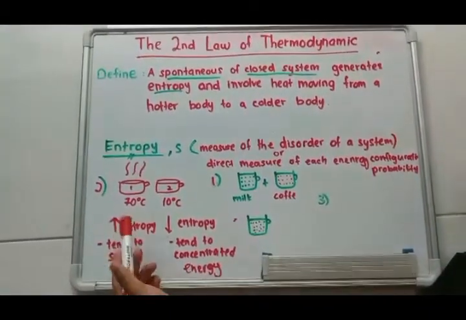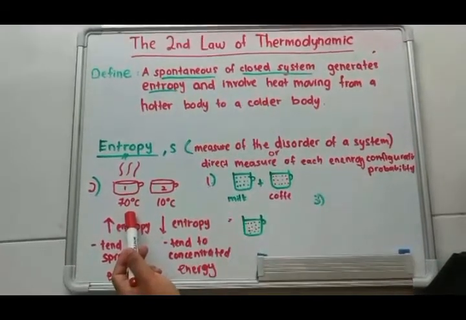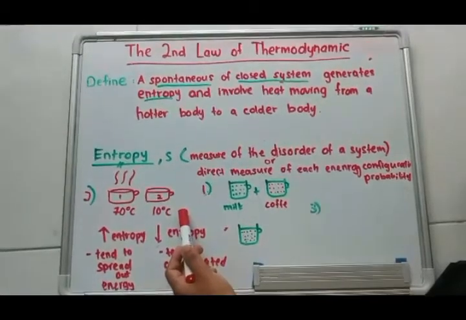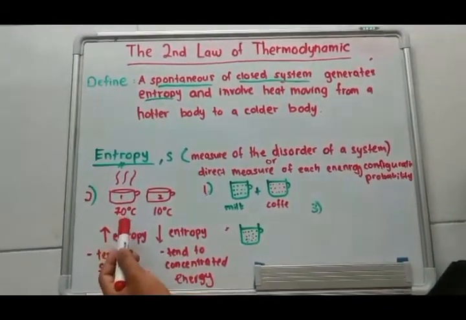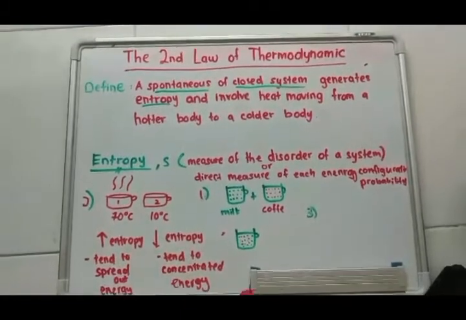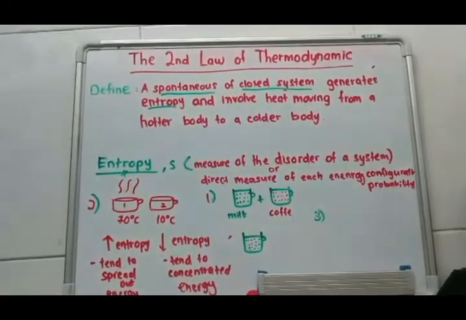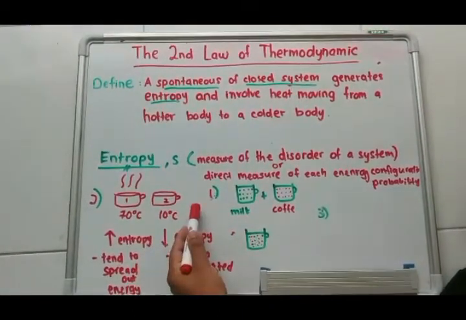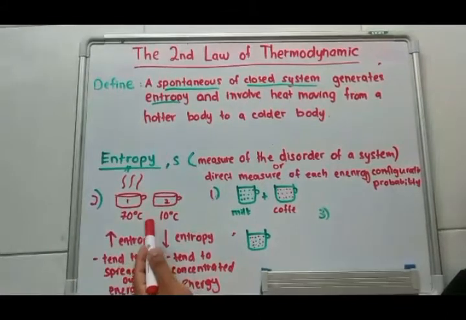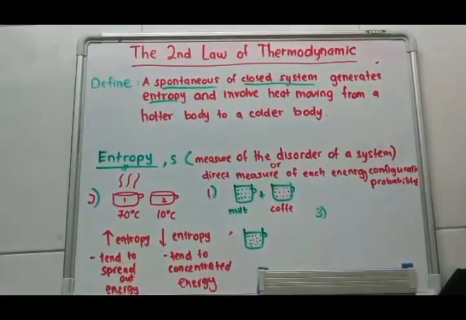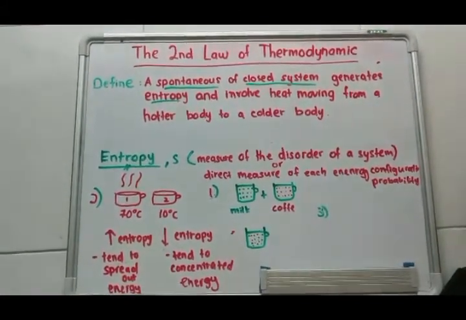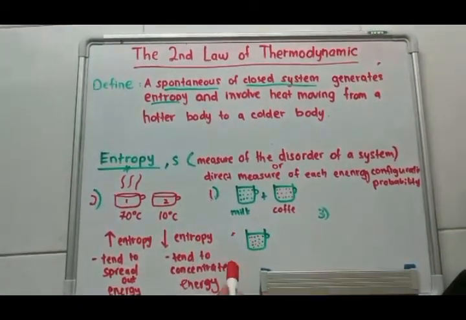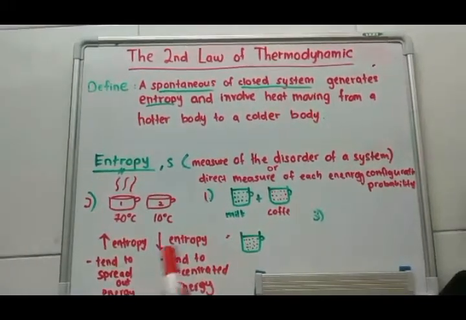I have a cup of coffee at 70 degrees and a cup of coffee at 10 degrees. Imagine I want the first cup to be hotter, above 70 degrees. Is it possible that I take heat from the second cup and move it to the first cup? No, it makes no sense, because heat only moves from high quality to low quality, or from the hotter body to a colder body.